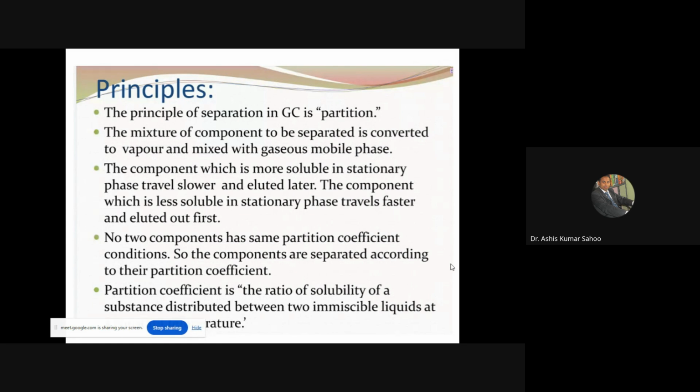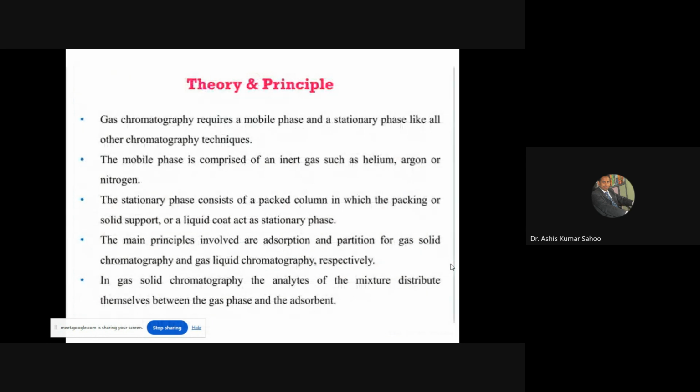So no two components have the same partition coefficient. The components are separated according to their partition coefficient. Partition coefficient is the ratio of solubility of a substance distributed between two immiscible liquids. Gas chromatography requires a mobile phase and a stationary phase, like all chromatography.